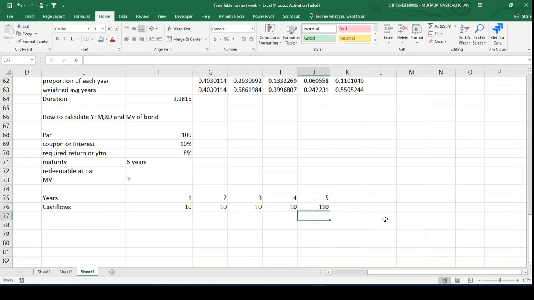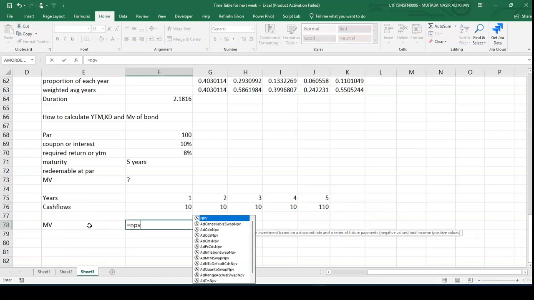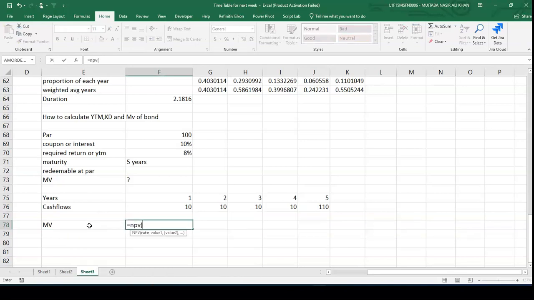What is market value? Present value of all cash flows, right? So market value will be equal to the present value of future cash flows, calculated using the NPV formula, right? NPV is equal to rate. What is the rate? Required return, discount rate, or YTM? 8%.